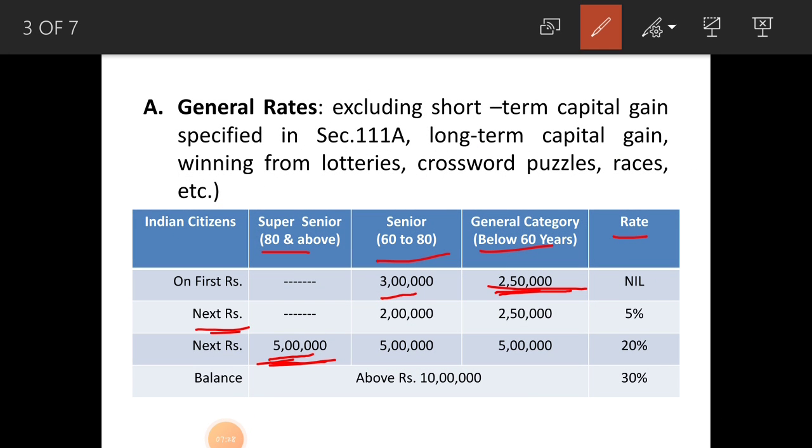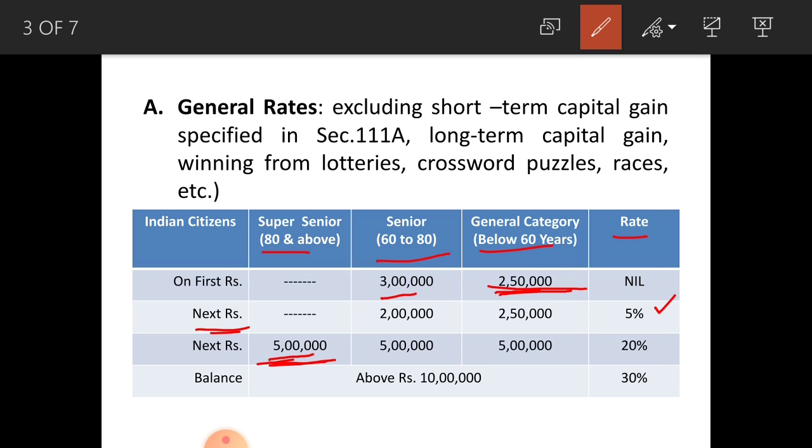That is 3 lakhs to 5 lakhs taxable at the rate of 5%, and in case of general category 2,50,000 to 5 lakhs, that is above 2,50,000 and below 5 lakhs, taxable at the rate of 5%. Here in general category, up to 2,50,000 exempted, from 2,50,000 to 5 lakhs taxable at the rate of 5%.